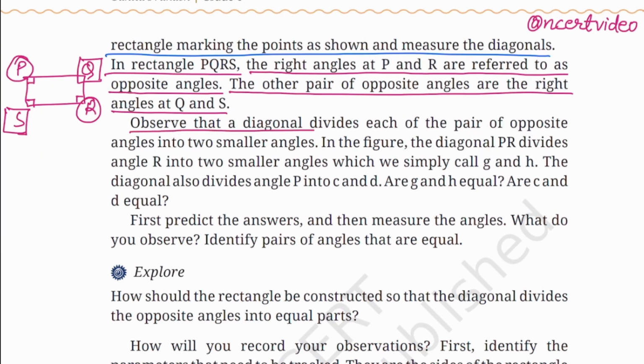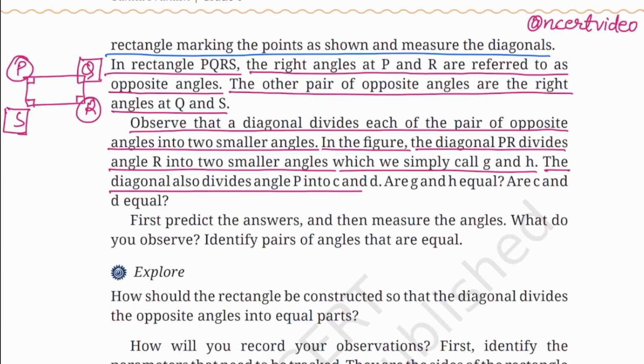Observe that a diagonal divides each of the pair of opposite angles into two smaller angles. In the figure, the diagonal PR divides angle R into two smaller angles, which we simply call G and H. The diagonal also divides angle P into C and D. Are G and H equal? Are C and D equal? Yes. G is equal to H and C is equal to D. Indeed, all these four are equal to each other.